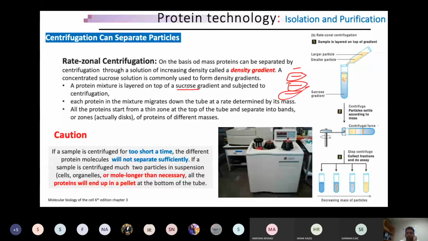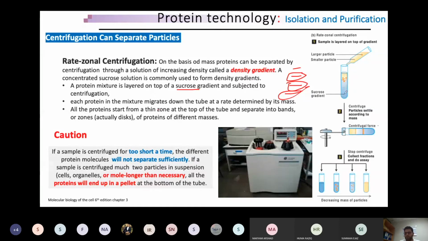So you take this sucrose gradient in the tube, and in this sucrose gradient you could go for ultracentrifugation. This sucrose gradient will prepare the density gradient, and of course all the proteins present in this mixture will start separating from top to bottom into different bands, in different zonal disks, on the basis of their mass, and you could separate them.